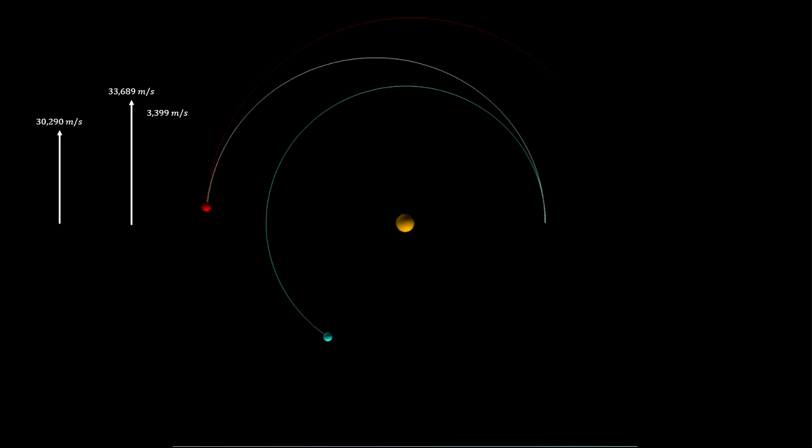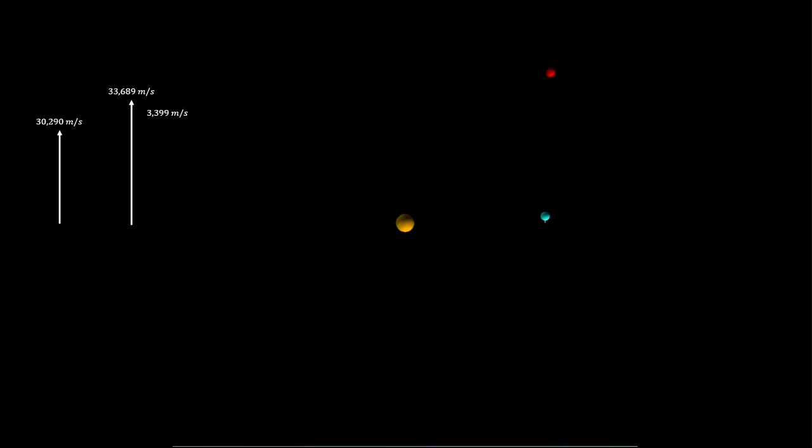That's the 33,689 meters per second the probe needs to go, minus the 30,290 meters per second the Earth is going. A delta V of 3,399 meters per second is far less than the 77,381 meters per second that we needed in the previous animation. Transfer orbits require precise timing. We can't send a probe to any planet at any time.